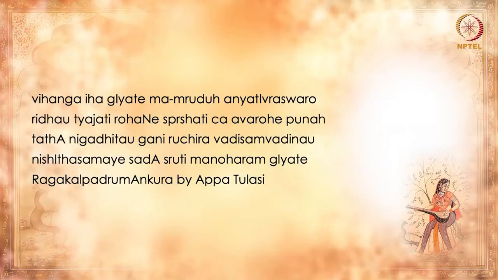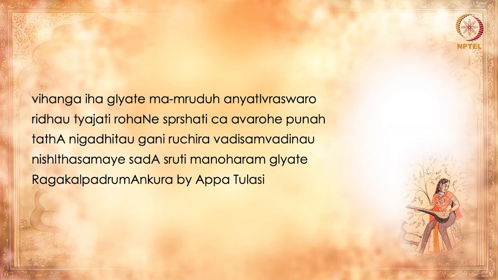Vihanga iha giyate ma mriduhu anyati vrasvaro ridhau tyajati rohane sprishati cha avarohe punah tatha nigaditau gani ruchira vadi samvadino nishitha samaye sada shruti manoharam giyate. So this is from Raga Kalpa Drumankura, which is a 20th century text written in Sanskrit by one Appa Tulasi.